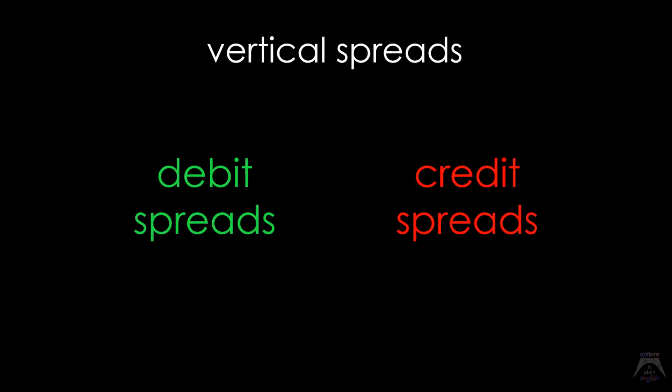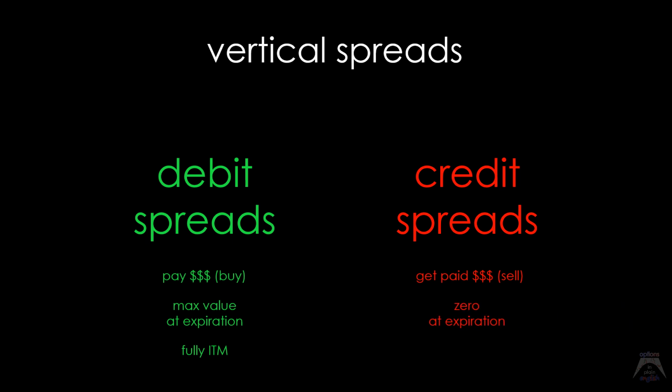As we know, there's two types of vertical spreads, debit spreads and credit spreads. In general, we can say that with debit spreads, when you initiate the position, you pay money and buy a spread that you hope by expiration will be at max value, which will happen if the spread is fully in the money. With a credit spread, on the other hand, you initiate it by selling it and receiving money because of it, and hoping for it to have a value of 0 at expiration, which will happen if the spread is fully out of the money.